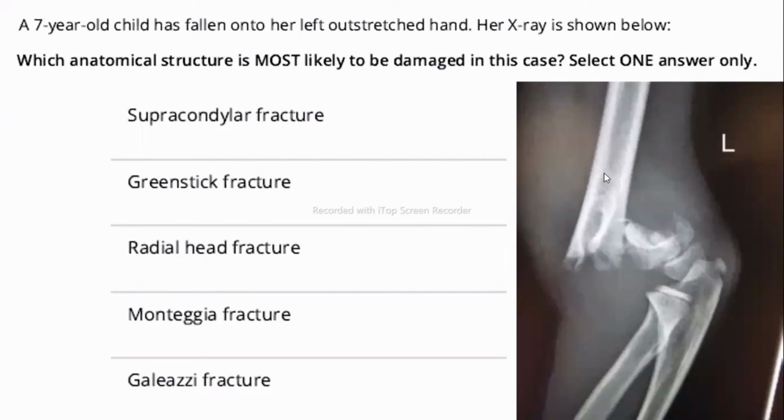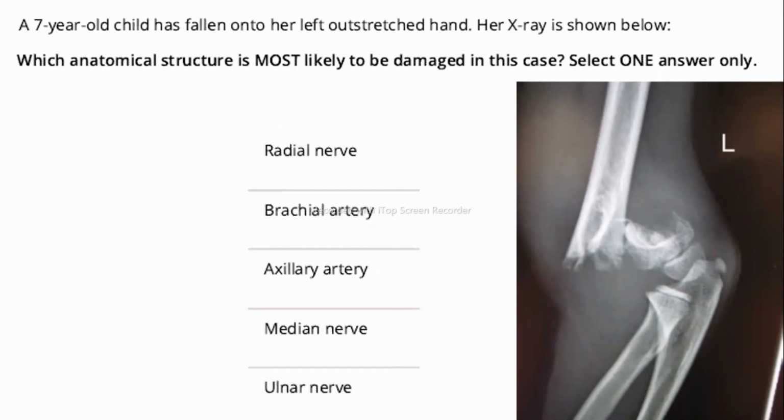Okay, so here, a 7-year-old, outstretched hand, X-ray, this one. What is most likely to be damaged? Posterior dislocation. Fracture, sorry. I think he's asking the type of fracture. Yes, what anatomical structure is likely to be damaged in this case? Supracondylar, the diagnosis here. Supracondylar fracture. Okay. Which anatomical structure is most likely to be damaged?